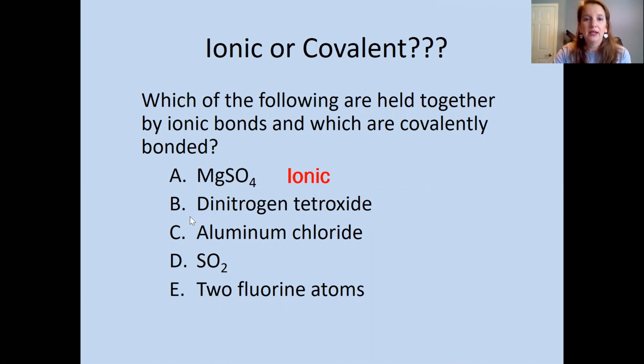letter A. Dinitrogen tetroxide. So nitrogen is nitrogen, and then oxide is oxygen. So that's two nonmetals, so it's going to be covalently bonded. Aluminum chloride, aluminum is a metal, chlorine is a nonmetal, so that's going to be ionic. SO2, that's two nonmetals, sulfur and oxygen, so that's got to be covalent. And then two fluorine atoms, those are two nonmetals, so it has to be covalent as well.